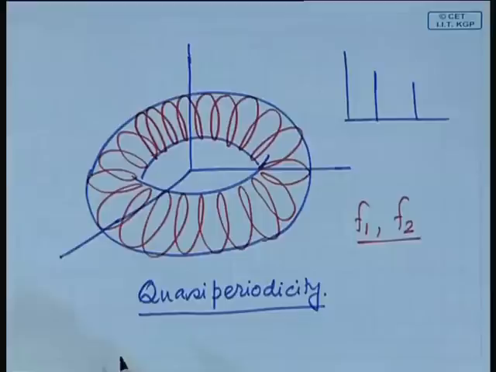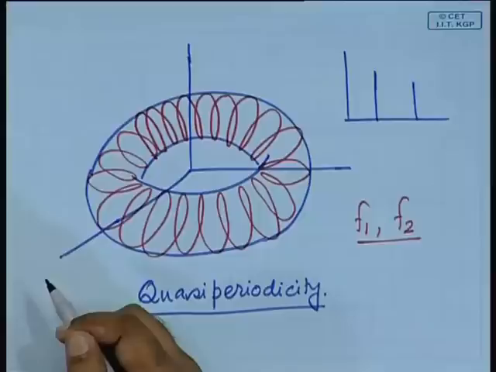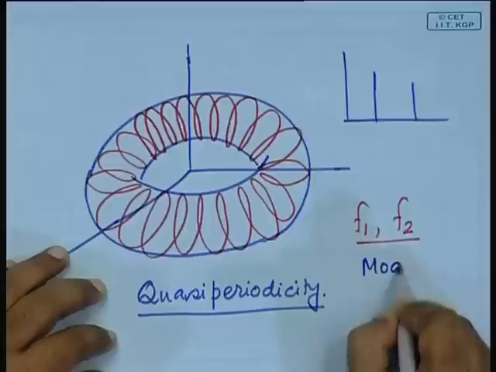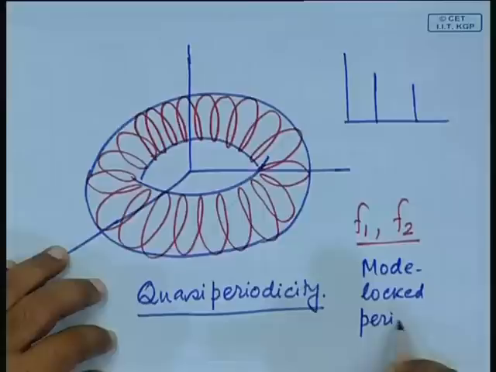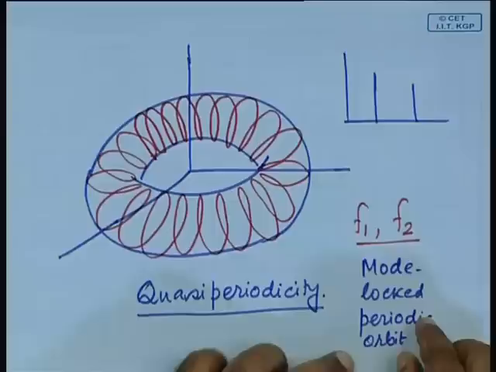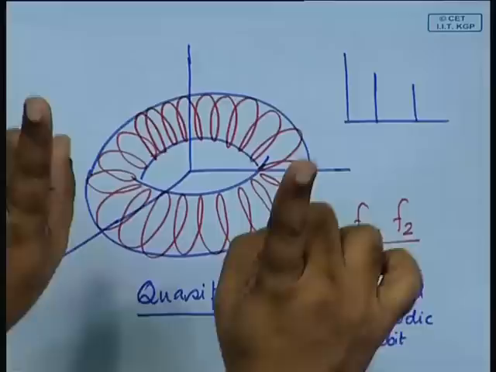In order to signify that, there is a special name given to such periodic orbits, that is mode locked periodic orbit. Why mode locked? Because there are two frequencies, they are locked into a state where they are rationally related.